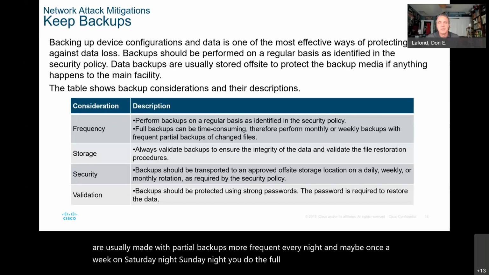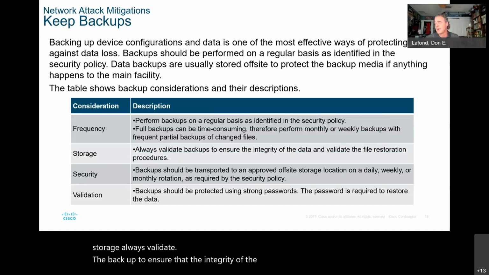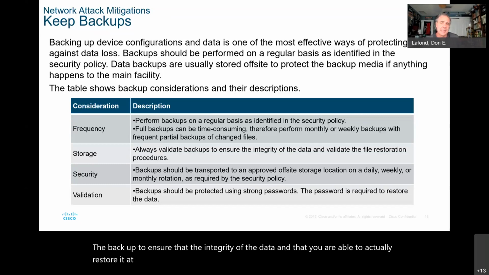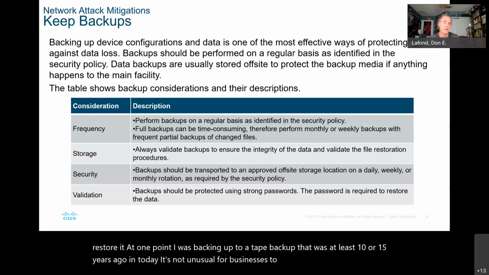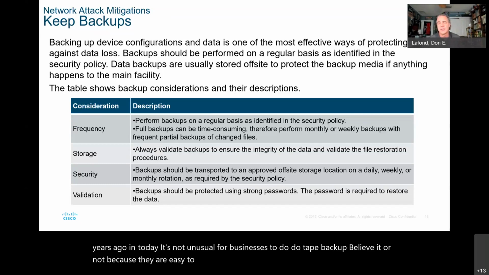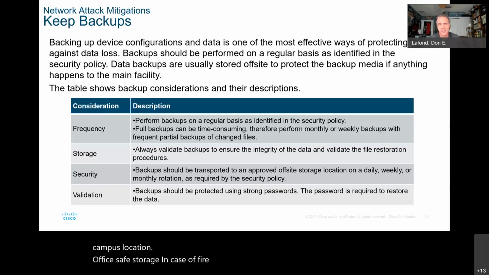Now, storage. Always validate the backup to ensure the integrity of the data and that you are able to actually restore it. At one point, I was backing up to a tape backup, that was at least 10 or 15 years ago. And today, it's not unusual for businesses to do tape backup, believe it or not, because they're easy to record and then they are easy to transport to an off campus location for safe storage in case of fire or hurricane or flooding, whatever.